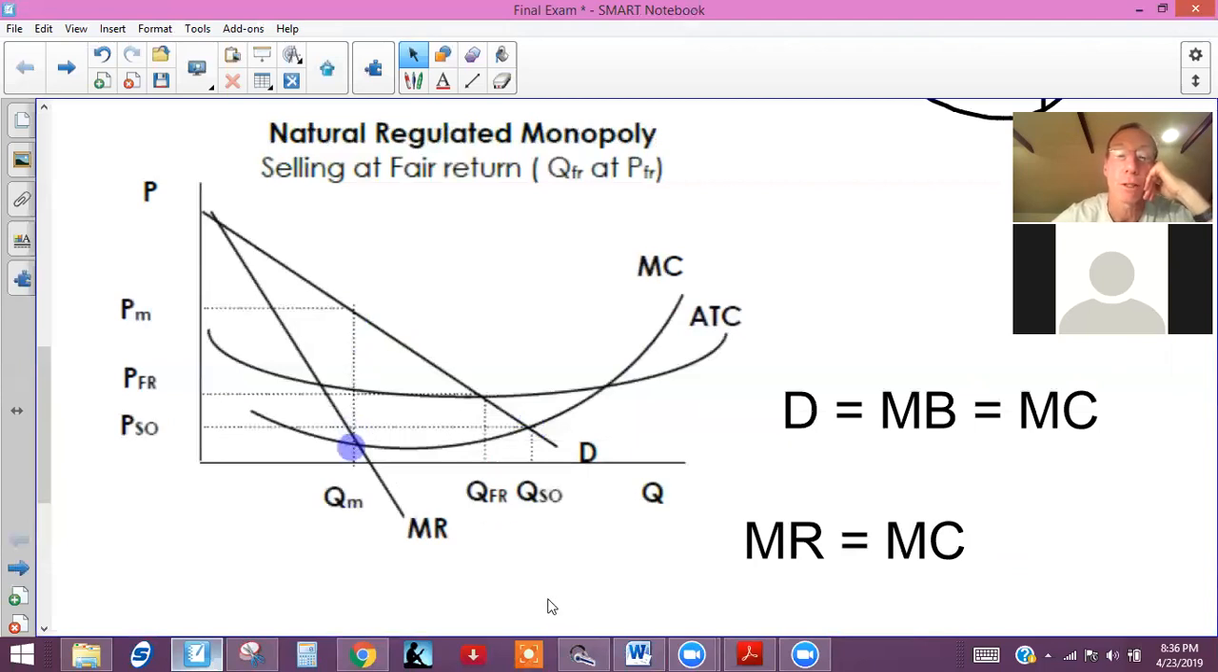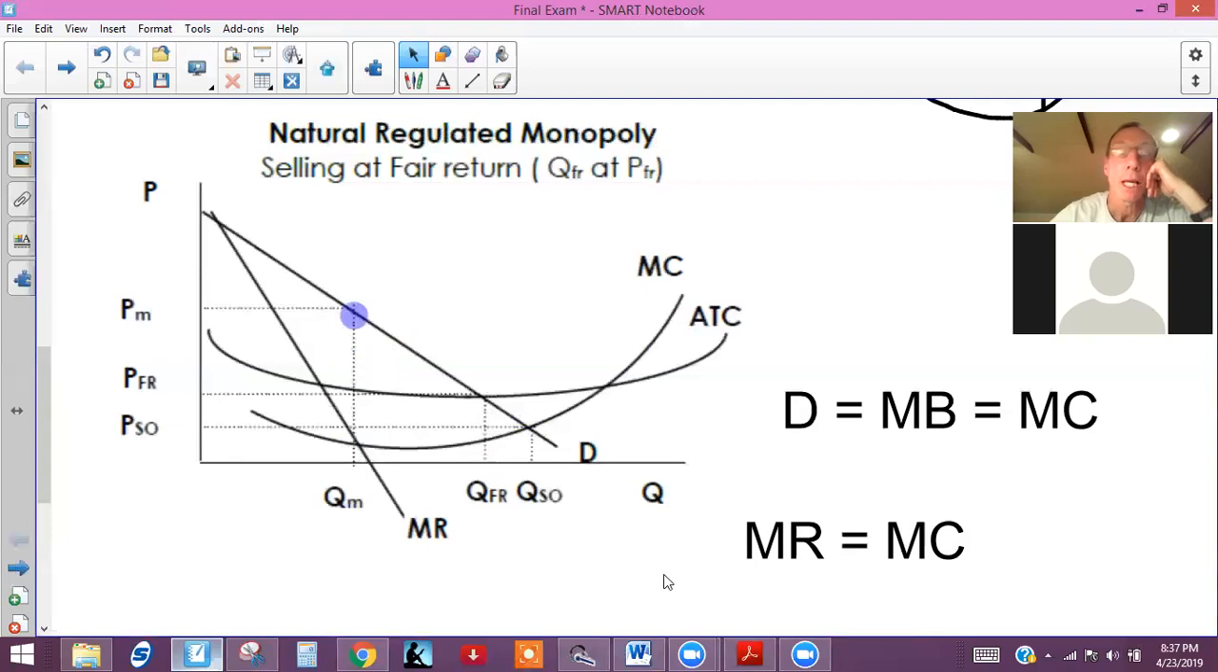In terms of their price, they're going to make a huge profit. That's what monopolies do. They make a lot of profit, because their price is so far above their marginal cost. But they're not efficient. Now their profit right here is from here to here. It's above average total cost.